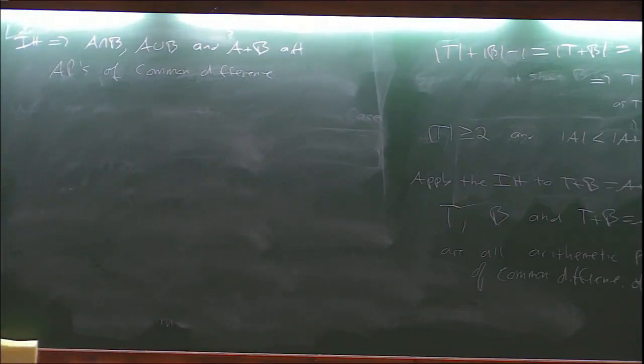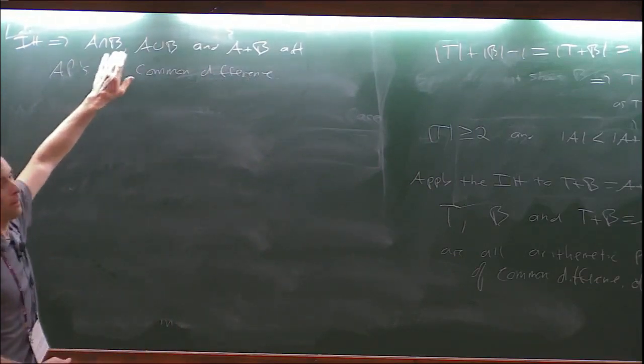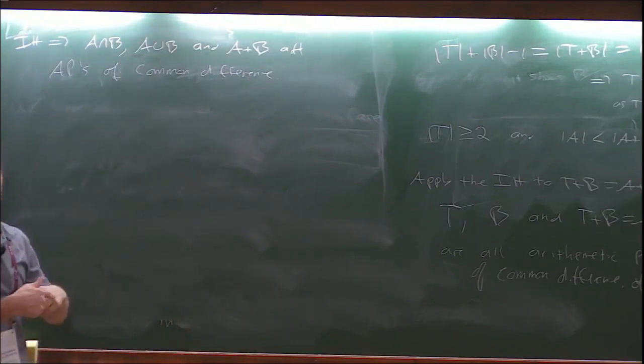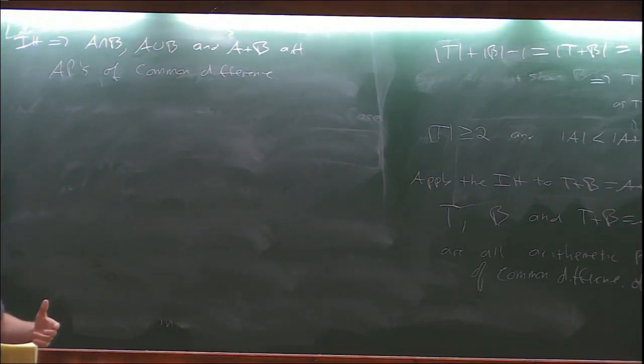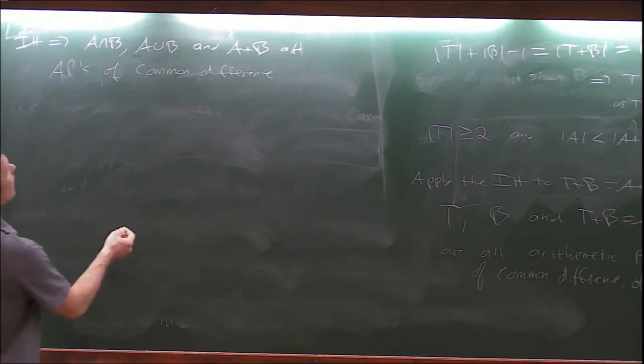Now, of course, you might be misled to try and focus on A intersect B and A union B at first because, well, you know the intersection's an arithmetic progression, the union's an arithmetic progression. Maybe work with that. But we're going to use that simpler trick involving duality to get to the end a little bit easier. All right.